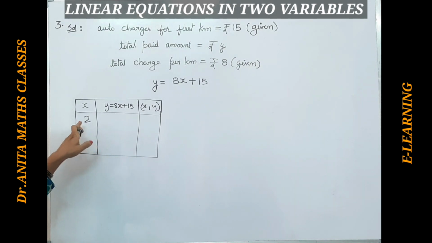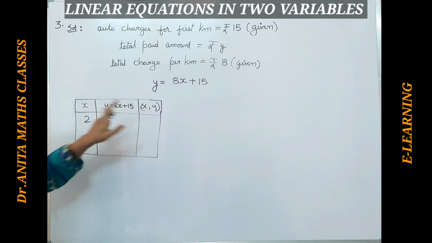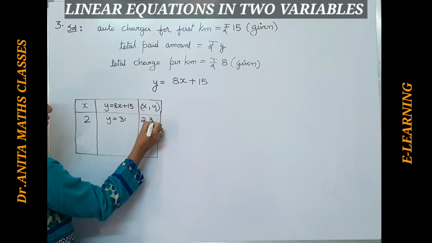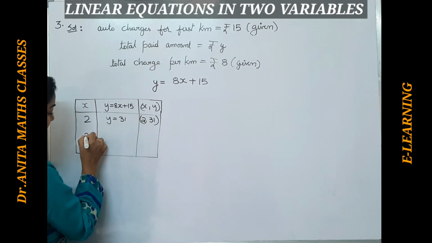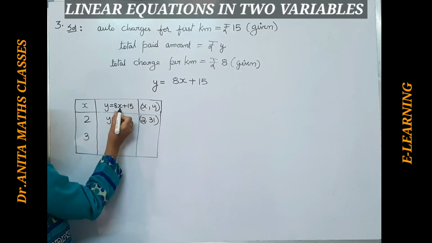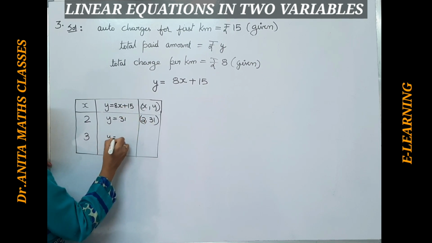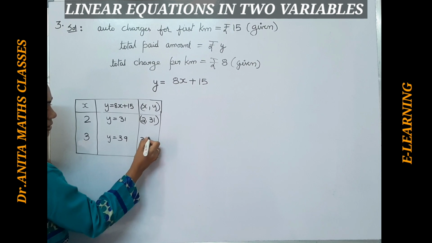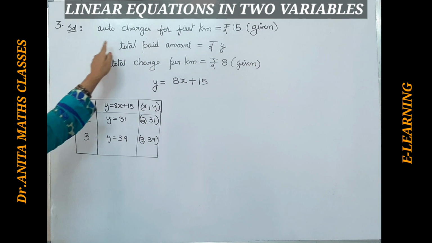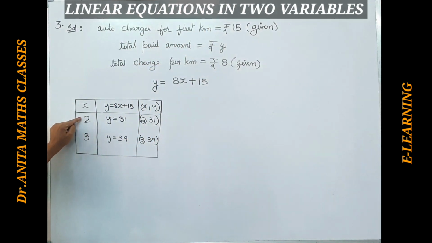5 also you can take. If I substitute x value 2, 2 into 8 is 16, 16 plus 15 is 31. So y is 31, and 2 comma 31 is the point. Now let me take 3 kilometers of distance traveled. If you substitute 3 here, 8 times 3 is 24, 24 plus 15 is 39. So y is 39, and the point is 3 comma 39. You can take any values. I have taken the simple ones, 2 and 3, leaving 1 kilometer because the first kilometer is a fixed 15 rupees.